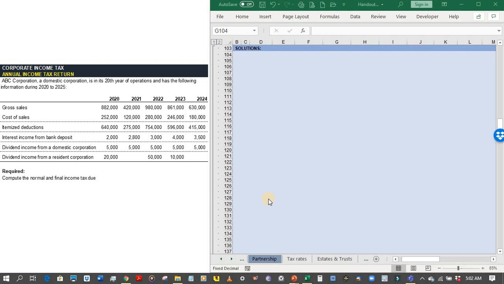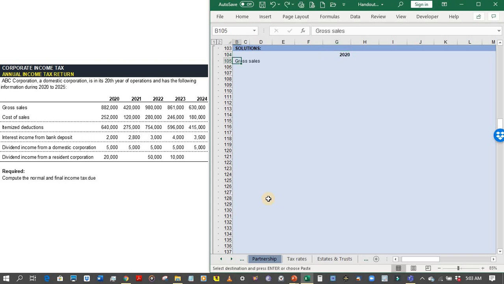Remember in our last discussion that regular corporations are subject to regular corporate income tax or RCIT and minimum corporate income tax. So the regular corporate income tax will be imposed on taxpayers starting the first year of their operations. However, for the MCIT, they will only be liable at the start of their fourth year of operations. And since the taxpayer in our problem is already in its 20th year, this taxpayer is already liable for both RCIT and MCIT. So when we compute for the tax liability, every year we're going to compute both the RCIT and the MCIT. So let us start with the computation for 2020.